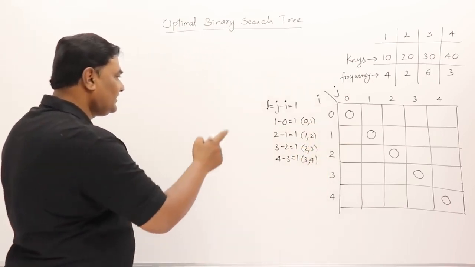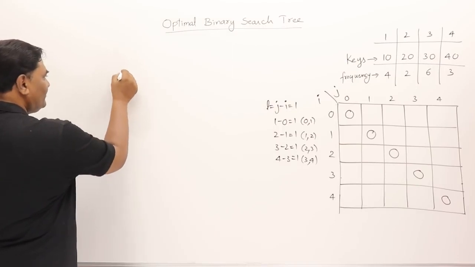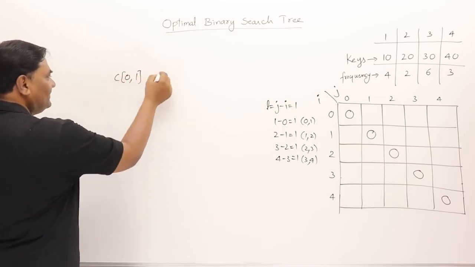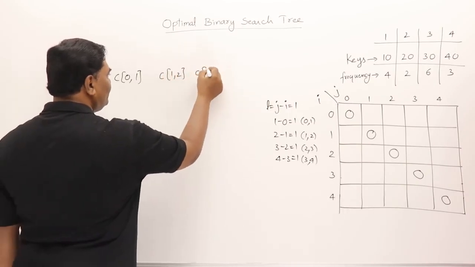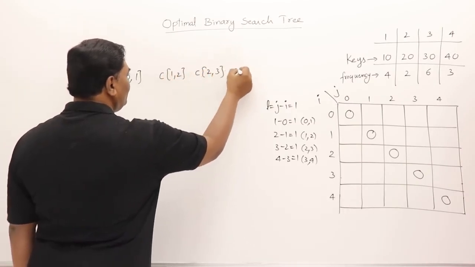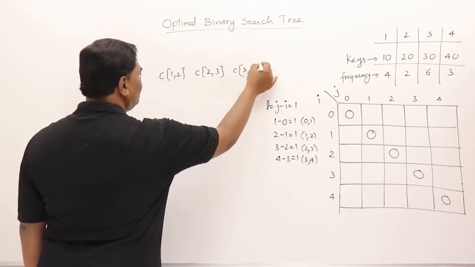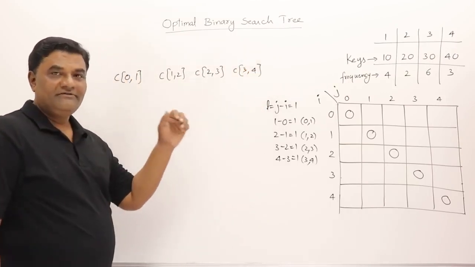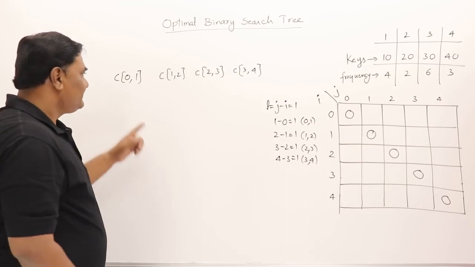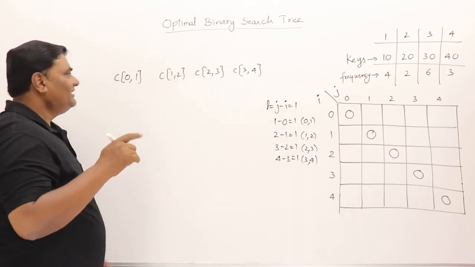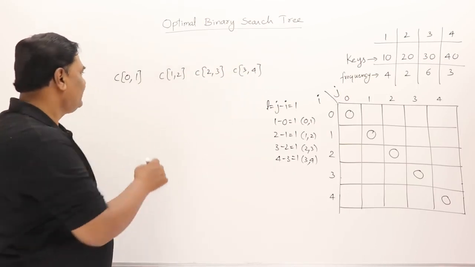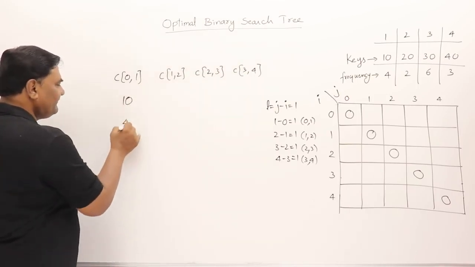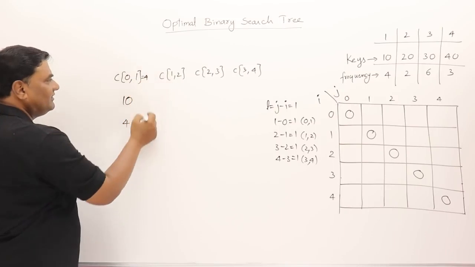So I'll find out the cost of all those: cost of 0 comma 1, cost of 1 comma 2, cost of 2 comma 3 and cost of 3 comma 4. Now we will start filling the values. Now see, 0 comma 1 means I'll be considering just one key, that is key 1, 10. What is the frequency? 4. So the cost is 4.